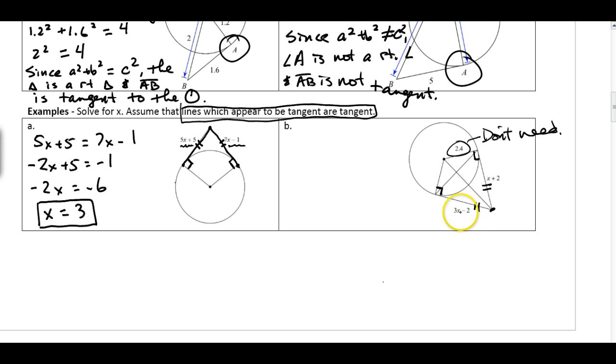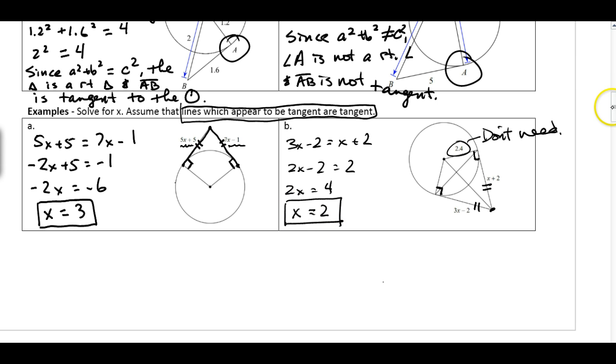So since these two tangent segments are going to be congruent, I can set them equal to each other. So 3x minus 2 is equal to x plus 2. Subtract x from both sides, I get 2x minus 2 is equal to 2. Add 2 to both sides, 2x is equal to 4. Divide by 2, and I get x is equal to 2.